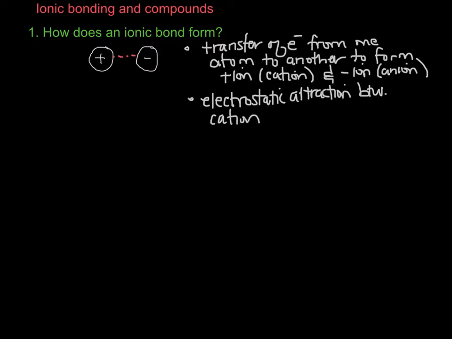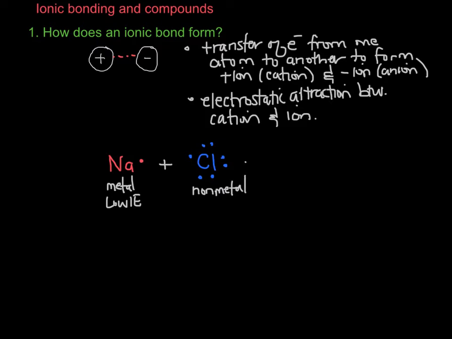All right, let's do some examples of how this is going to happen. Let's do an example using sodium and chlorine. Sodium is a metal, and it has a very low electronegativity and a low ionization energy. Chlorine is a nonmetal on the other side of the periodic table from sodium, with a high ionization energy and a high electronegativity. So when sodium is near chlorine, sodium's one valence electron is more attracted to chlorine than it is to sodium.